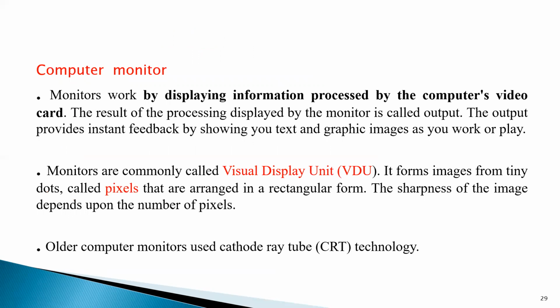Computer monitor. A monitor works by displaying information processed by the computer's video card. The result of the processing displayed by the monitor is called output. The output provides instant feedback by showing you text and graphic images as you work or play. Monitors are commonly called visual display units, VDU. It forms images from tiny dots called pixels that are arranged in a rectangular form. The sharpness of the image depends upon the number of pixels. Older computer monitors used cathode ray tube technology.